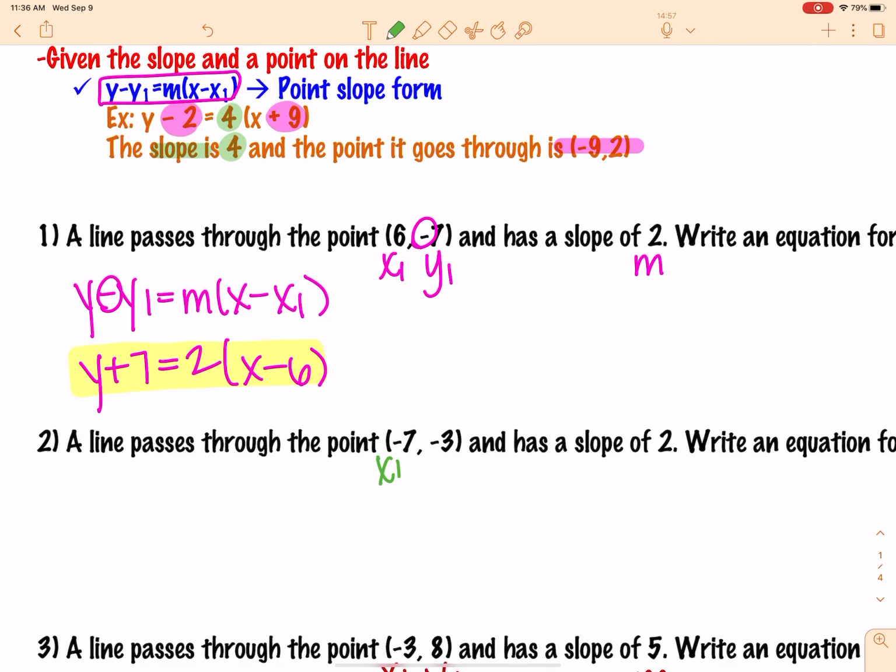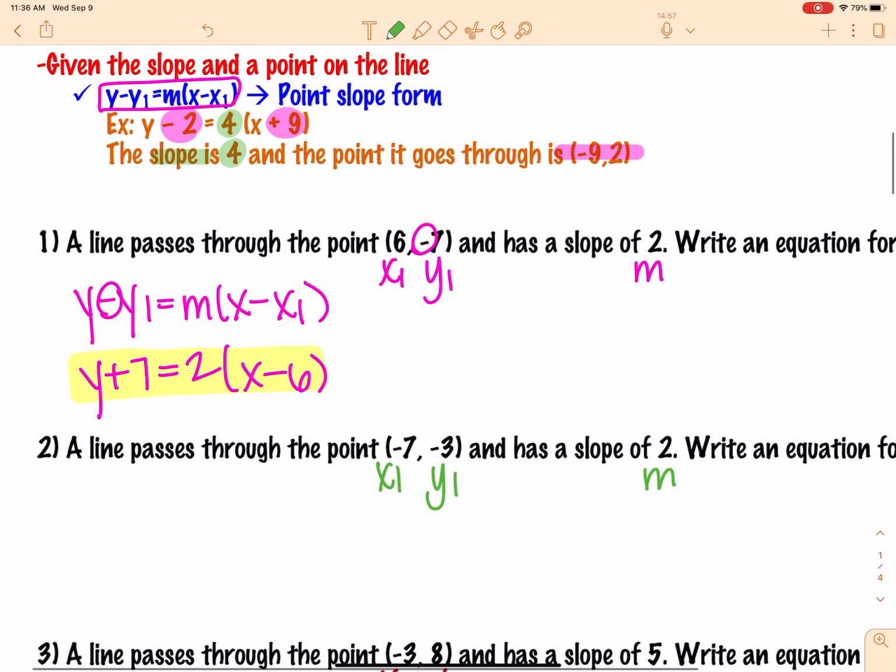So here's your x1, y1, and your m. So we just plug it into your equation. So you do y, and then the y number here is -3, but we switch the sign. So y plus 3 equals, slope is 2. You need to have your x, and then again, switch the sign of the x. Done. That's the equation of your line.